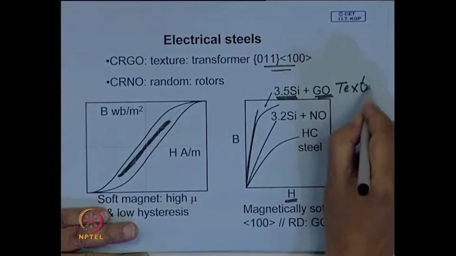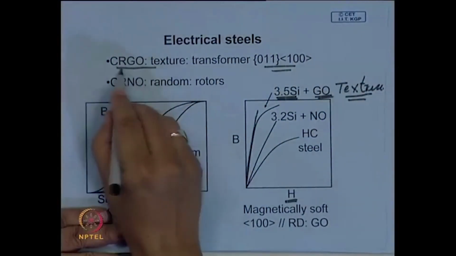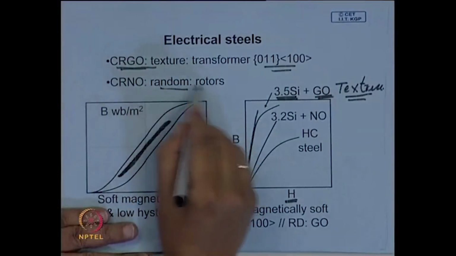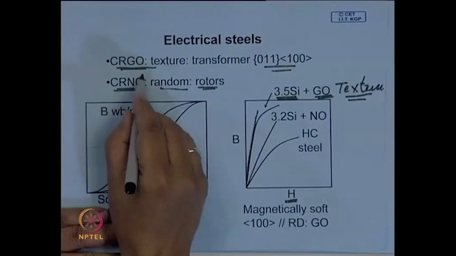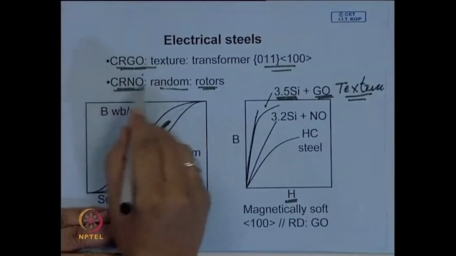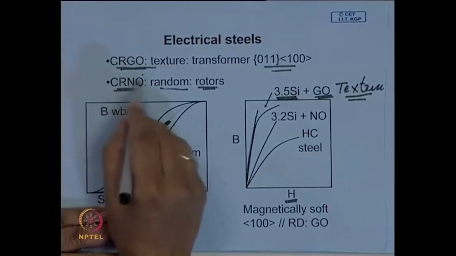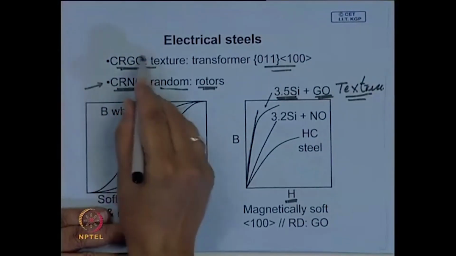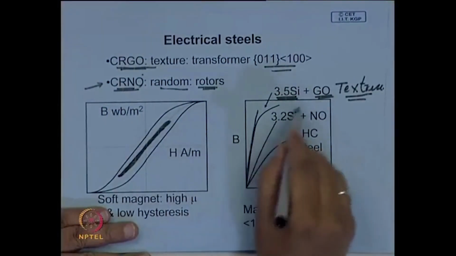Here, texture is preferable in a transformer, because they are static, they are not rotating, whereas at the other extreme, in rotors, it rotates. So here the steel on which the winding is made should not have a preferred orientation, it is not desirable. So, you try to have a non-oriented sheet here. Here you need an isotropic material, whereas there you need an anisotropic material.